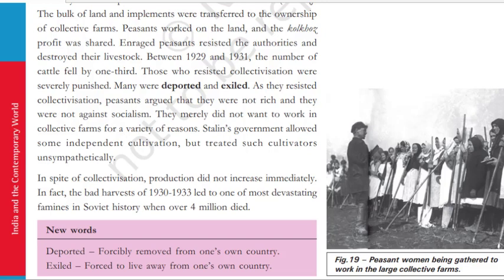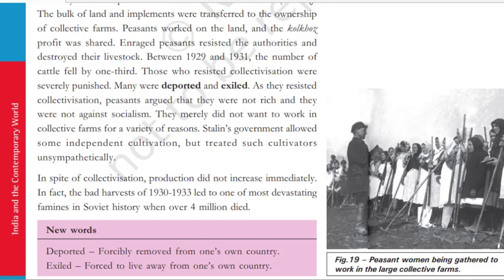Those who resisted collectivization were severely punished. Many were deported and exiled. As they resisted collectivization, peasants argued that they were not rich and they were not against socialism. They merely did not want to work in collective farms for a variety of reasons. Stalin's government allowed some independent cultivation, but treated such cultivators unsympathetically. Fig. 19: Peasant women being gathered to work in the large collective farms.